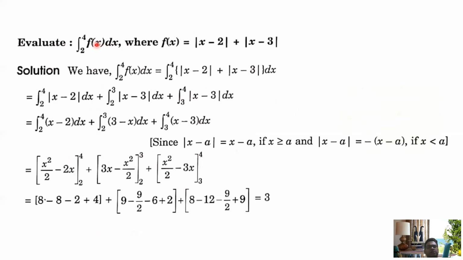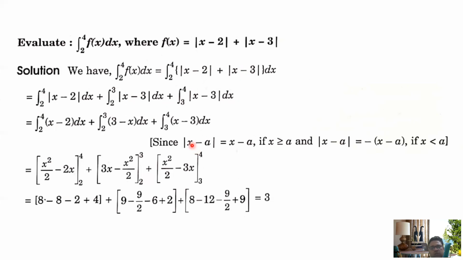Question number 2, a same type example: the integral from 2 to 4 of f(x) dx, where f(x) equals mod of x minus 2 plus mod of x minus 3. So the integral from 2 to 4 of f(x) dx equals the integral from 2 to 4 of mod of x minus 2 plus mod of x minus 3 dx. Try to understand the logic behind this, and be careful. We keep 2 to 4 as it is for the first term, and split the second into 2 to 3 and 3 to 4.